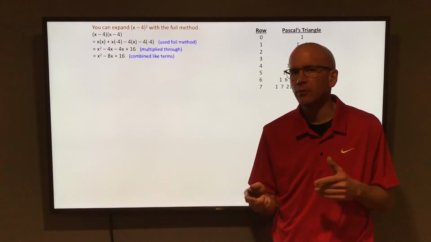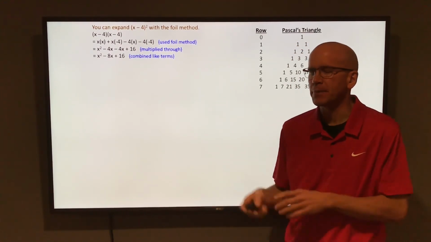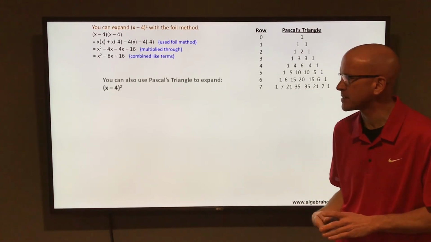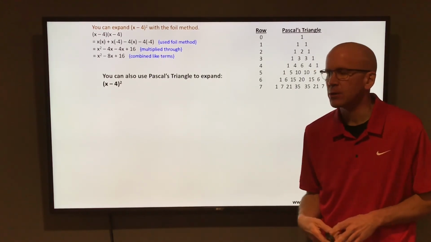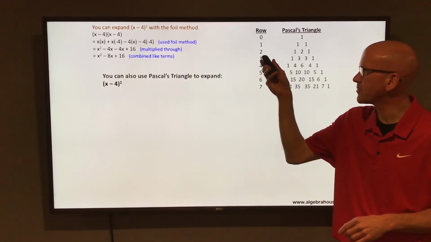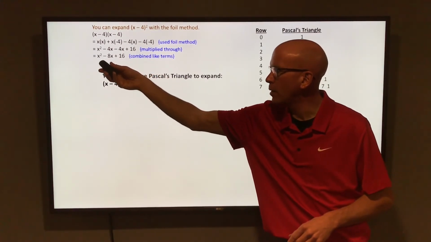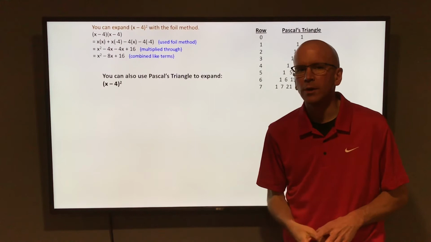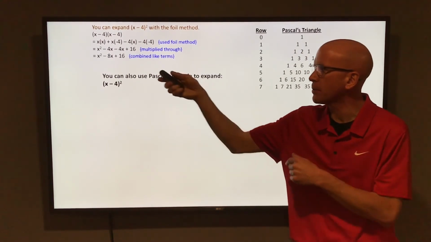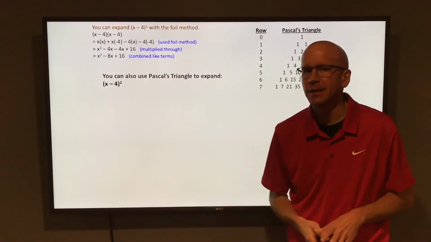But we'll just prove that Pascal's triangle will work on something as simple as that. So you're taking x minus 4 to the second power. So you go to row 2, where the exponent is 2, the coefficients would be 1, 2, and 1. And you might wonder, well, the coefficients there aren't 1, 2, and 1. What's going on? Well, remember, the second term of that binomial is negative 4.